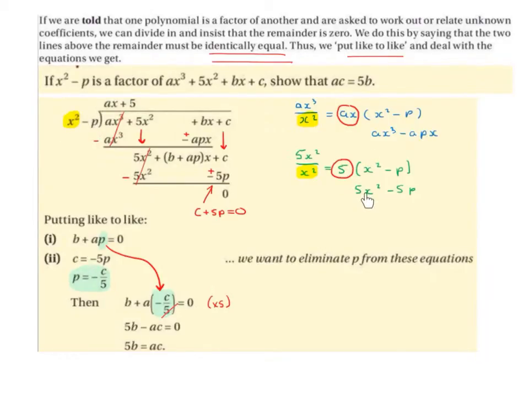5 by x squared is 5x squared. 5 by minus p is minus 5p. Then we're going to take this and write it under here. And again, we're going to group the like terms together. So the 5x squared goes underneath the 5x squared, and the minus 5p goes underneath the c, since neither of those have x's.